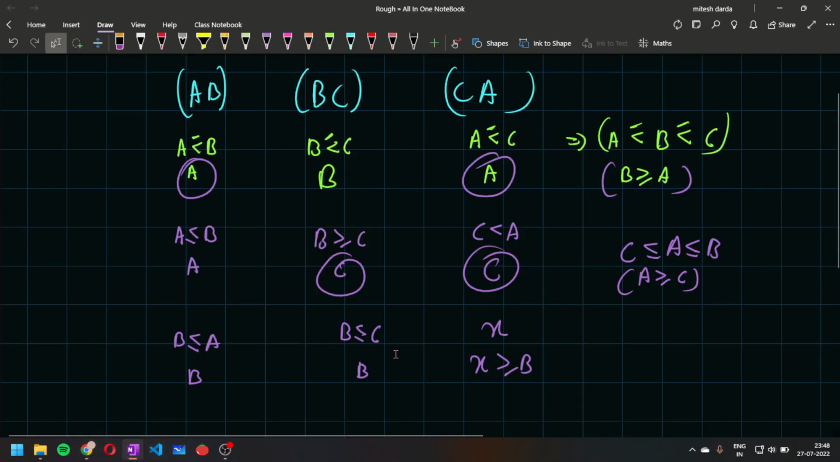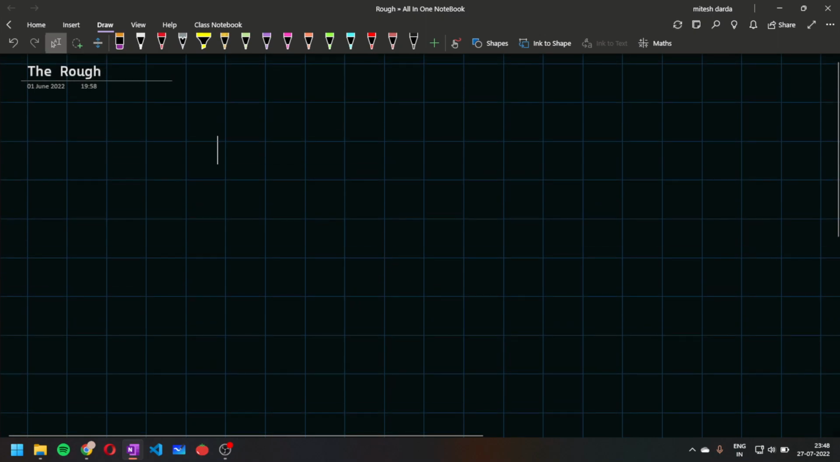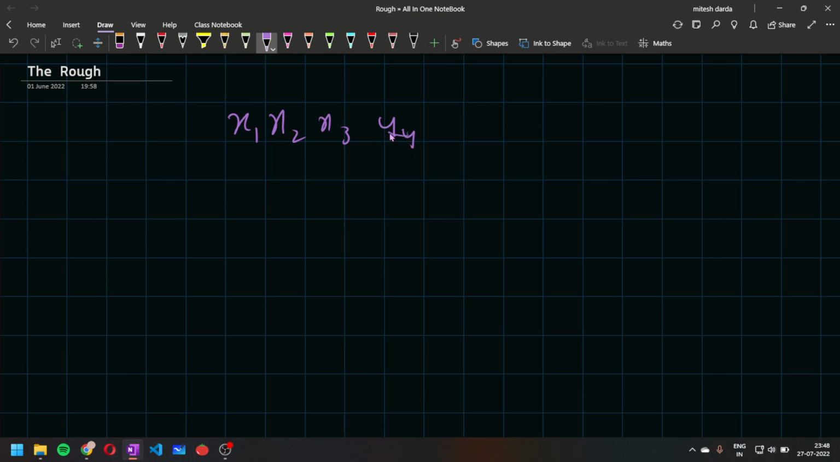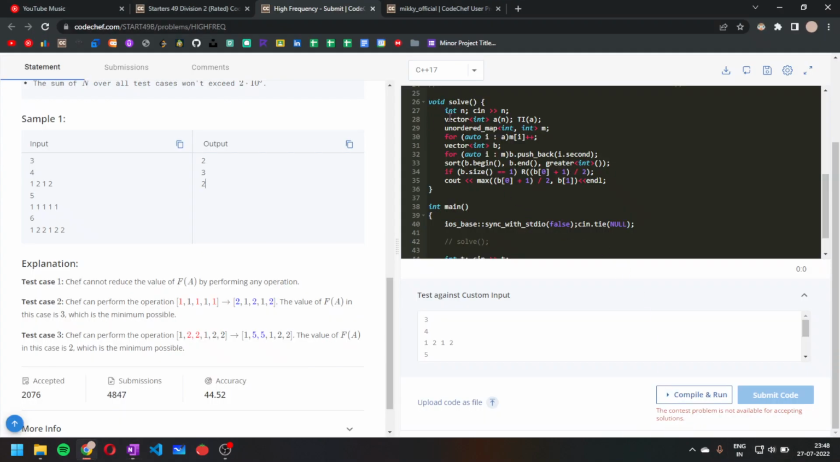So what basically we have to do is, we have been given some frequencies. Let's say we have been given an array of frequencies x1, x2, x3, x4. I'm talking about frequencies, all right, the number of occurrences. So let's first look at the solution a little bit.